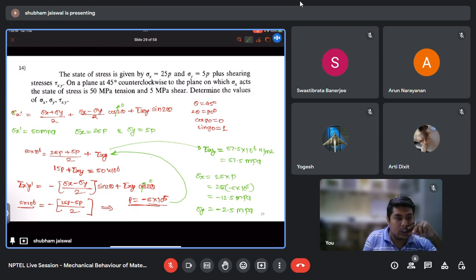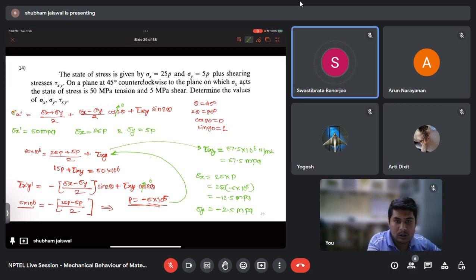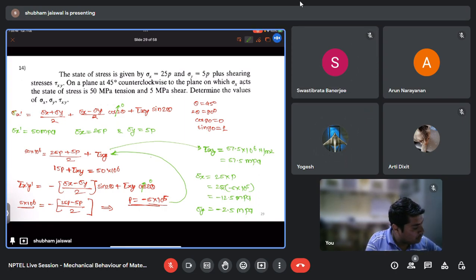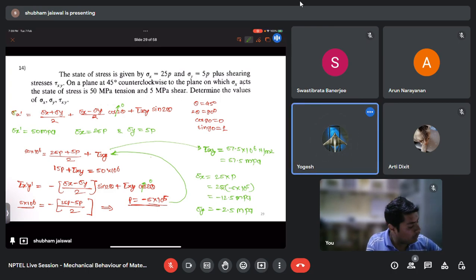Please cross check these values. Are you getting the same? Mr. Arun? Yes, sir. Okay. So what else is remaining in this question? We have calculated sigma x, sigma y, tau xy, and the only one thing remaining is sigma y prime. So use the same equation. Now you have the values of sigma x, sigma y, and tau xy.